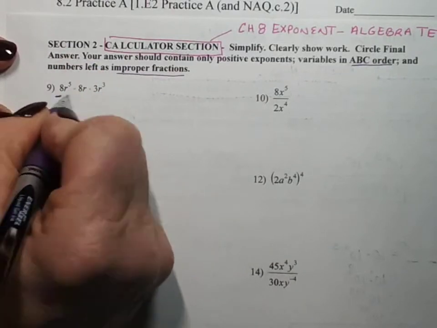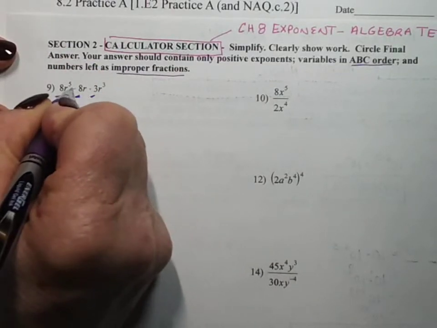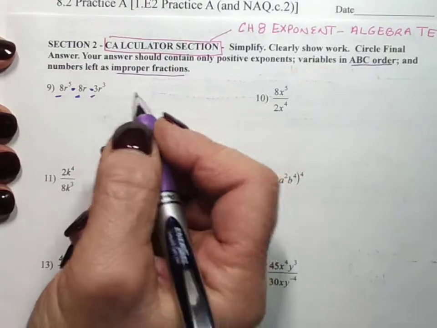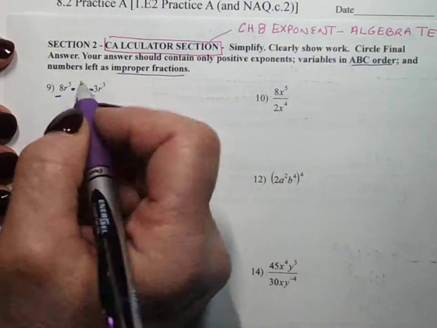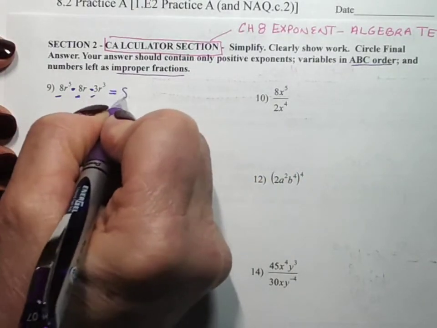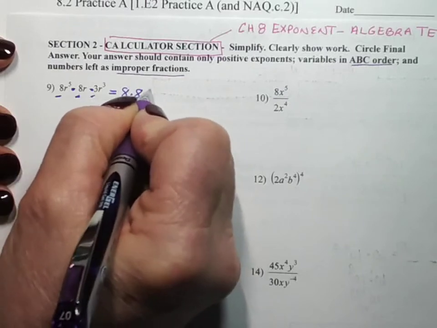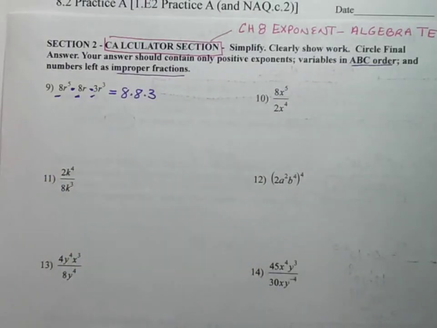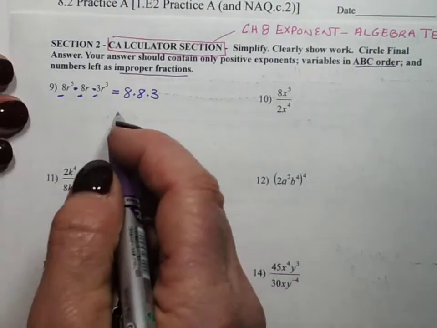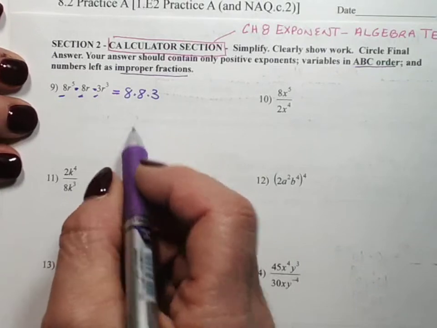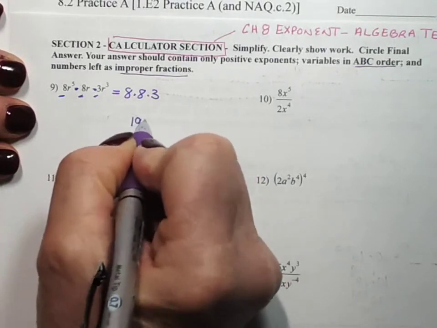So the first thing is we have numbers and we have multiplication. And you're going to want your calculator for this one. So you have 8 times 8 times 3. And if you use your handy dandy calculator, that's going to give you 192.